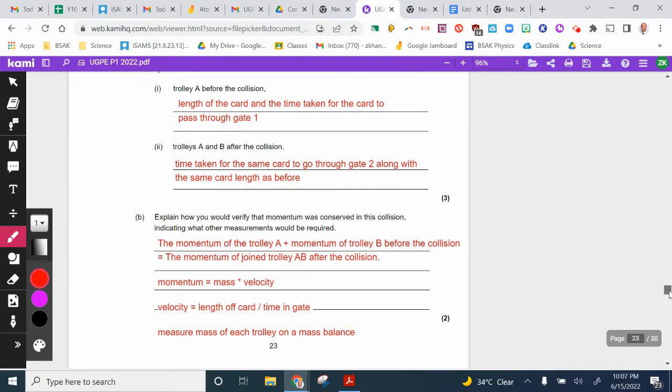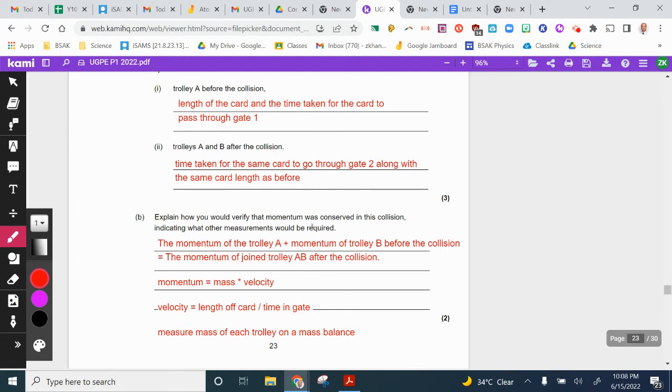Now, the next part is explain how you would verify the momentum was conserved. Now, what we need to regurgitate is, what is the conservation of momentum? So the conservation of momentum is the momentum of trolley A plus the momentum of trolley B before the collision is equal to the momentum of the joined trolley A and B after the collision. Now we know this is the situation because they're joined together after the collision, so therefore the total momentum before should equal the total momentum afterwards.